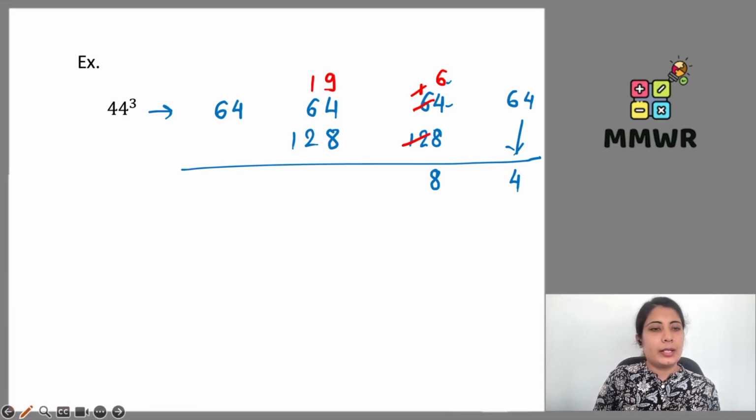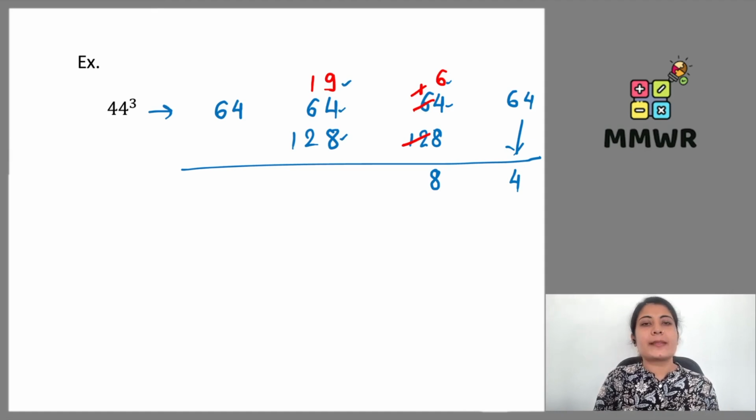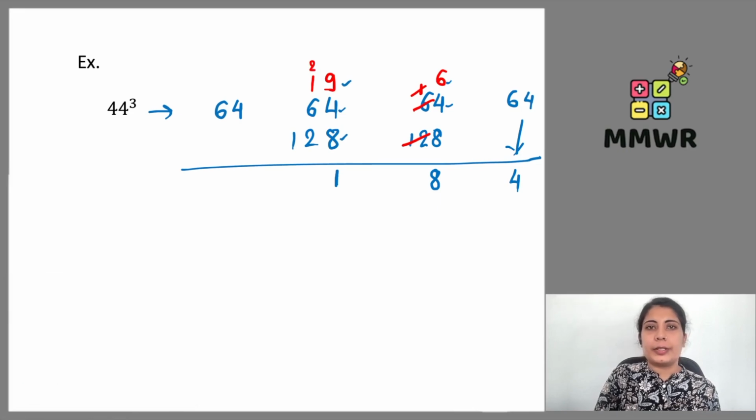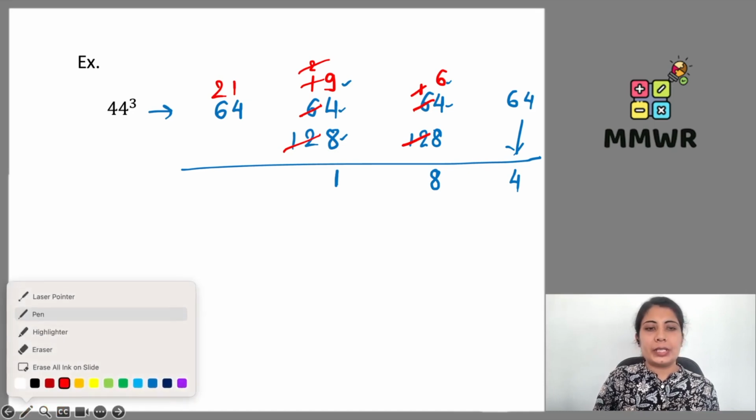What I'll be doing? I'll be adding this 9, 8, 4. 8 plus 9 is 17. 17 plus 4 is 21. So 1 I will be writing below and 2 carry forwarded. Now 12 plus 6, 18. 18 plus 2, 20. 20 plus 1, 21. So 21 I will carry forward to the next column, right?